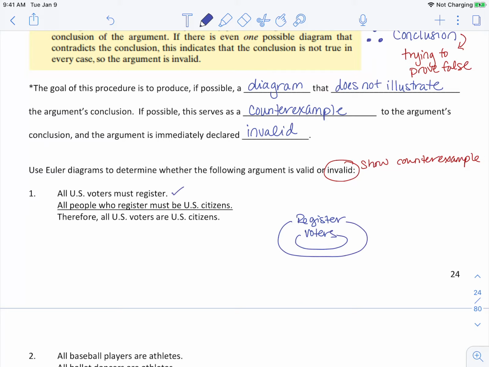So that one's true. All people who register must be U.S. citizens. So now I need a circle for U.S. citizens that goes around those that register, because it says all people who register must be U.S. citizens. Now, because both of these had all, this is the only way we could draw this picture. Therefore, all U.S. voters are U.S. citizens. And here we see all of our voters are inside U.S. citizens. There's no other way we can draw this. So this is true. So this is a valid argument.